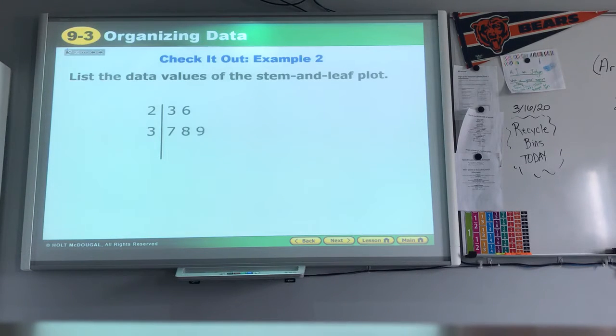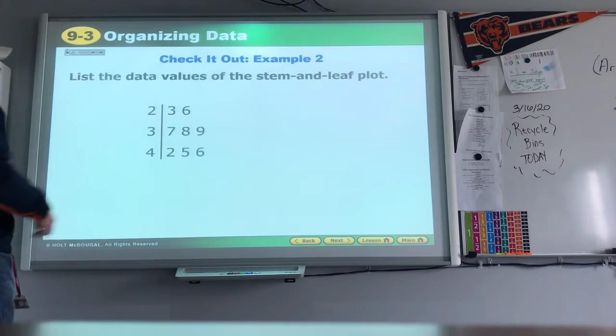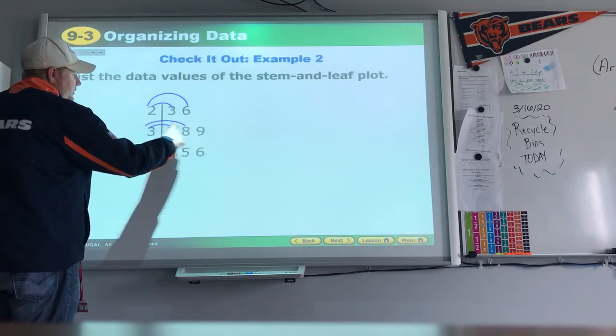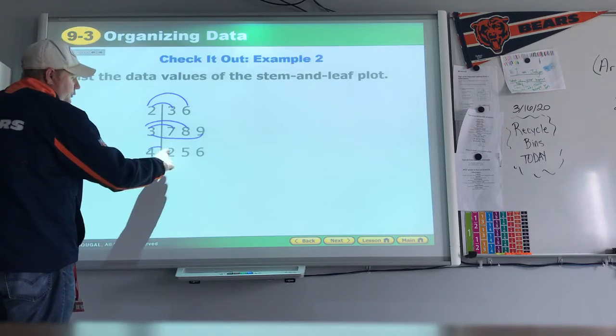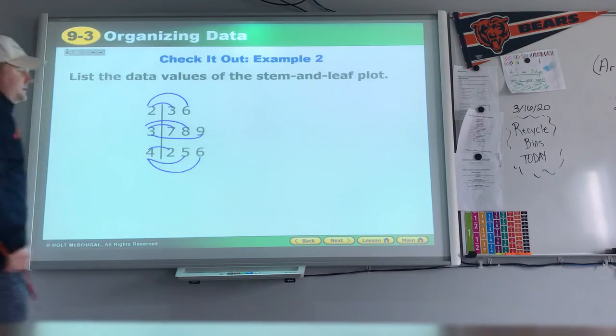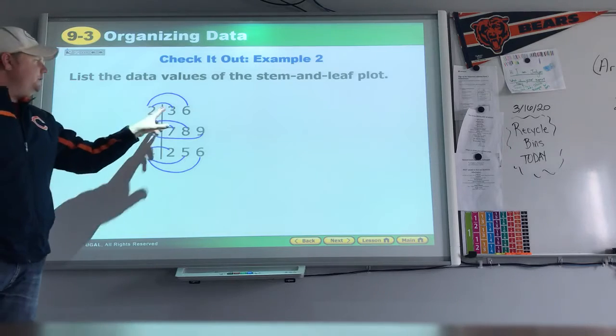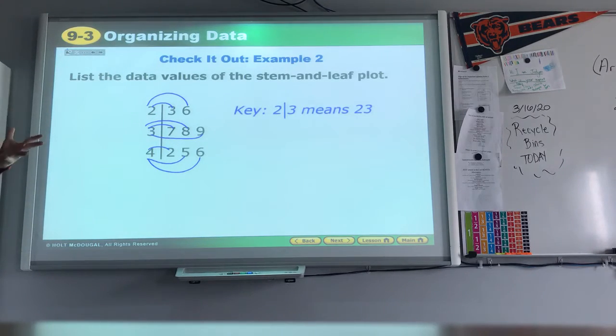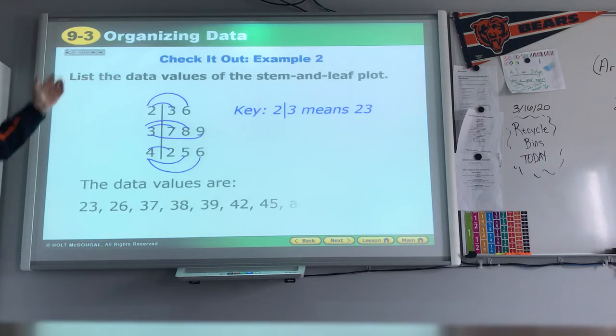List the data values of the stem and leaf plot. We see 23 and 26, 37, 38, 39, 42, 45, 46. All right, you can quickly see there's 8 numbers here. So, that key, and we see the numbers we have.